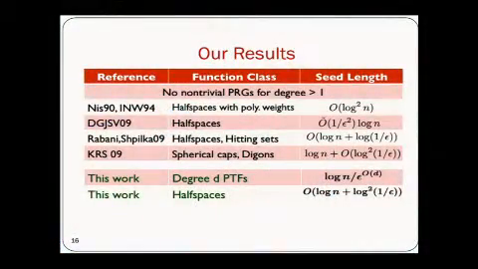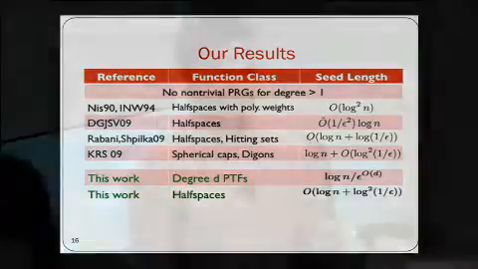And in this work, our main result is a PRG for degree D PTFs with a seed length of log n over epsilon to the O of D. And for the degree 1 case of half spaces, we do much better and get a PRG with seed length log n plus log squared 1 over epsilon. So rather than a multiplicative 1 over epsilon squared, this is plus log squared 1 over epsilon.